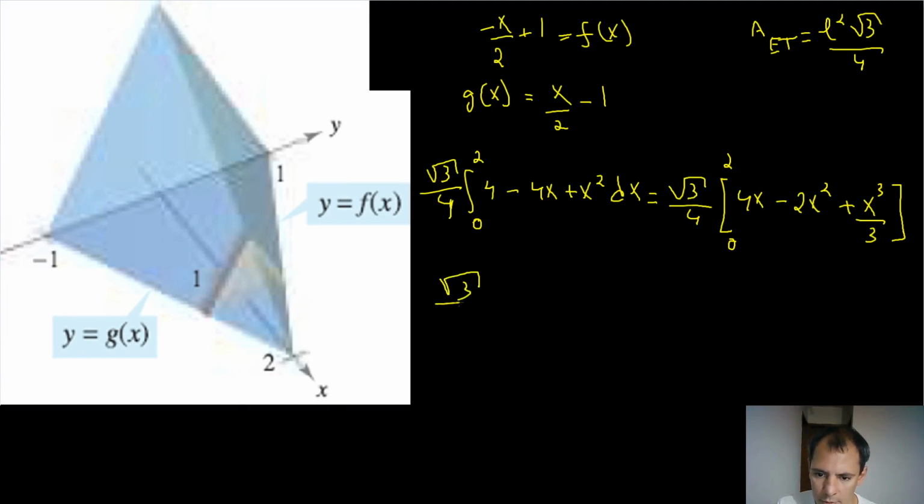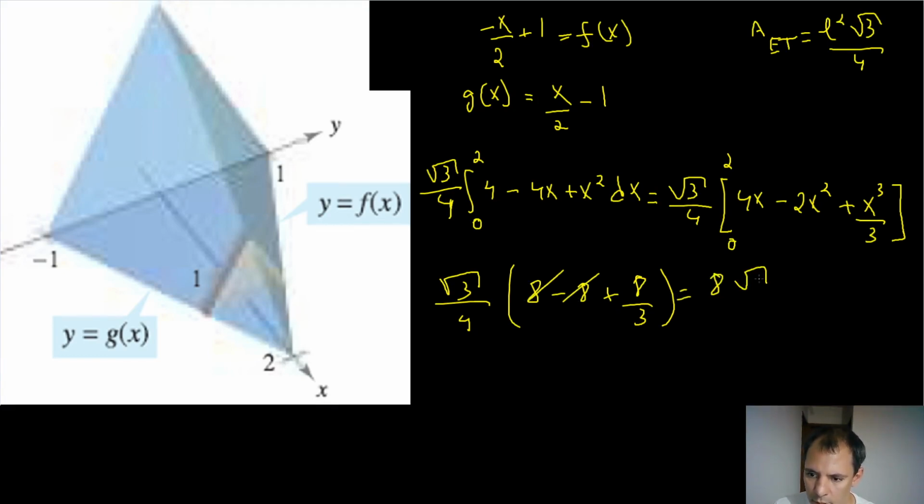It's going to be square root of 3 divided by 4 times what? 4 times 2 is 8 minus 2 squared, 4 times 2, 8, so it's going to be minus 8. And here you have 2 cubed divided by 3, so plus 8 divided by 3. This one cuts with this one, and you have 8 square root of 3 divided by 12, right? And you can just simplify, dividing by 4, you have 2 square root of 3 divided by 3. This is not an accident.